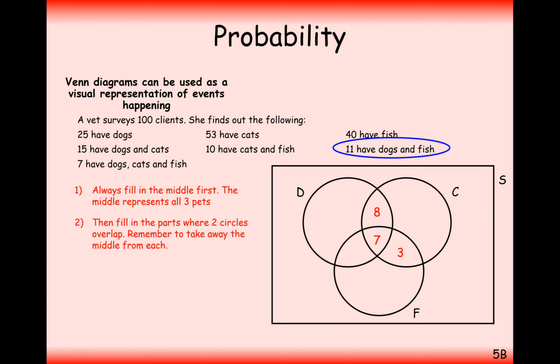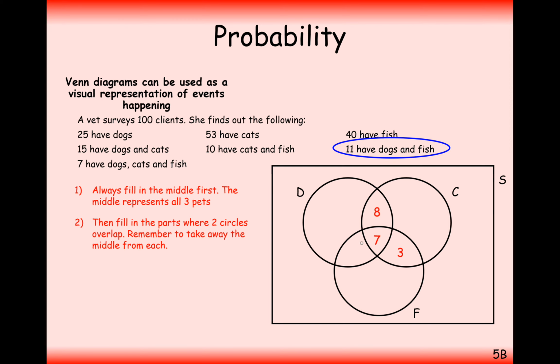Moving on to the dogs and fish, we have 11 people here who own a dog and a fish. 7 of these people also own cats on top of the dog and the fish, so 4 people here only own the dog and the fish but not the cat. Now let's try and fill in these parts of the circles here.